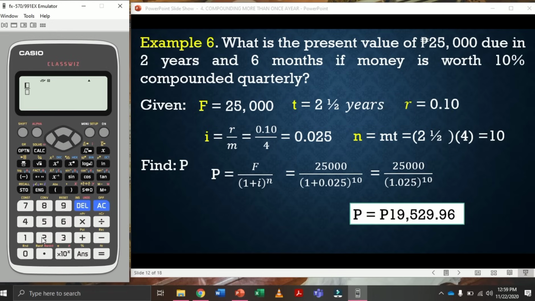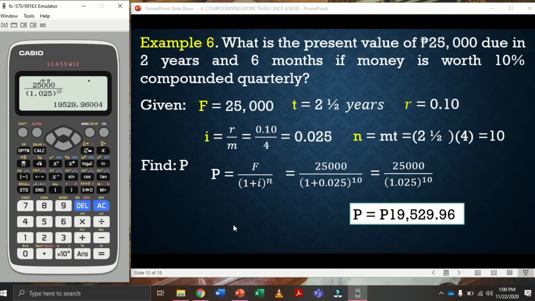Okay, fraction bars, then 25,000 over, okay, lagyan mo na ng parenthesis, 1.025, and then close parenthesis, raised to 10. Okay. So, check natin kung tama yung sagot natin. Alright, tama. So, 19,529.96 or 0.96. Okay, so sa video lesson na to, ang focus lang natin is to find the future and present value and then the compound interest where yung interest natin is compounded more than once a year.